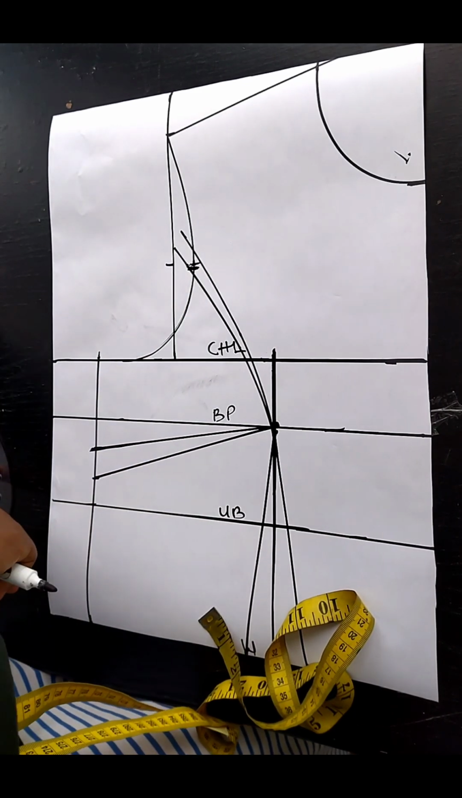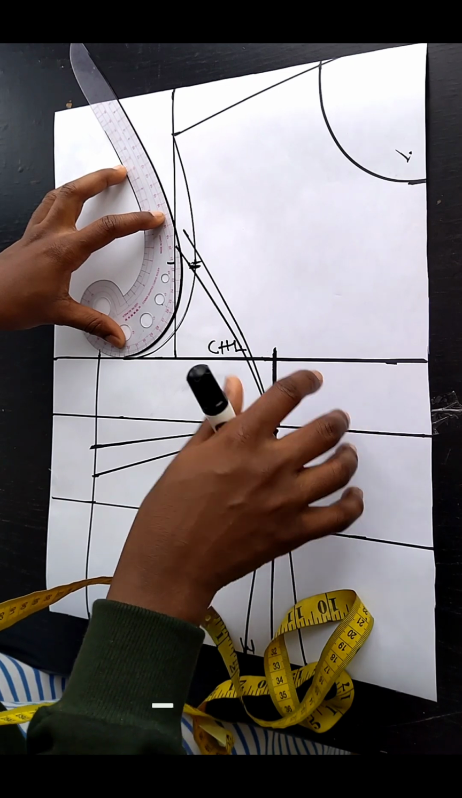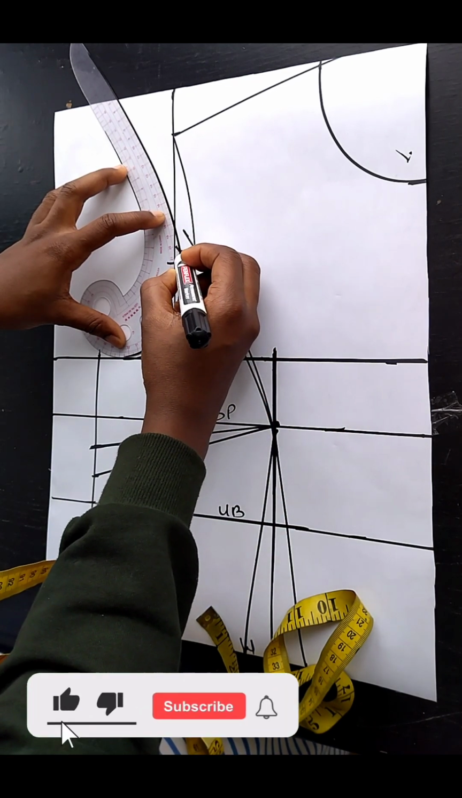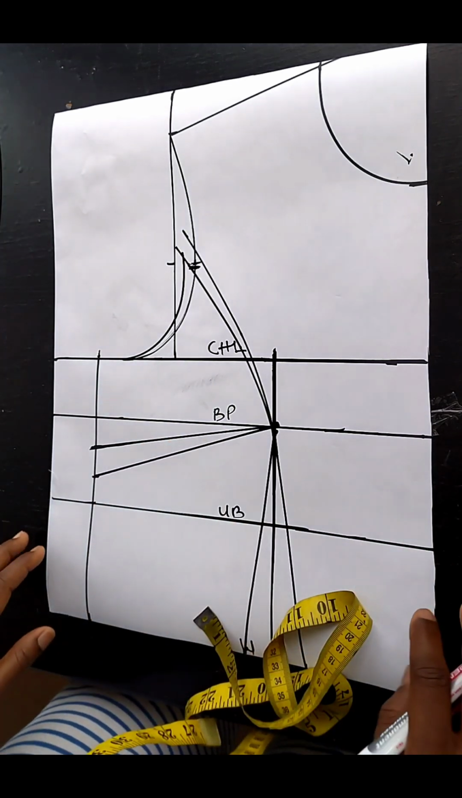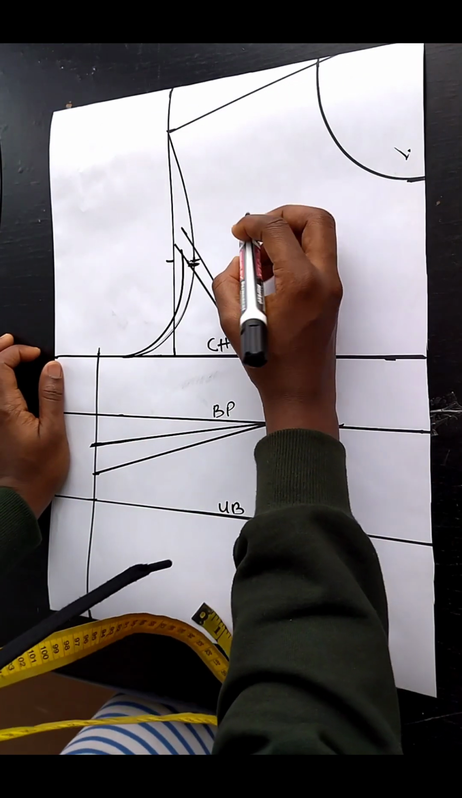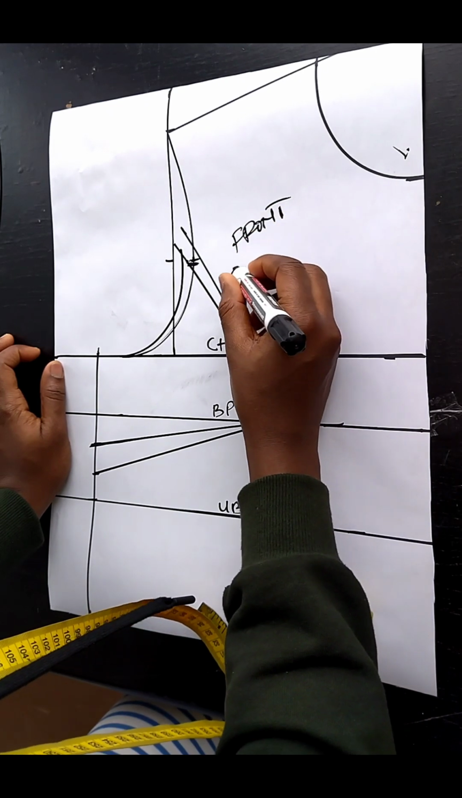Now I'll go in with my curve again to withdraw the armhole. From that 1/2 inch mark, I have to withdraw the armhole to cover up for the 1/2 inch we took out, just like I did now. And with that, the front pattern is done for the princess dart.